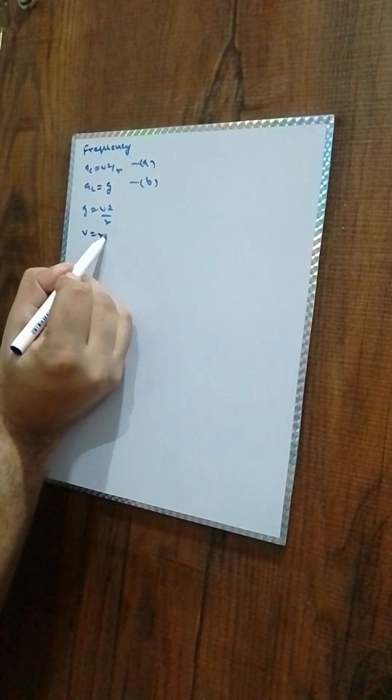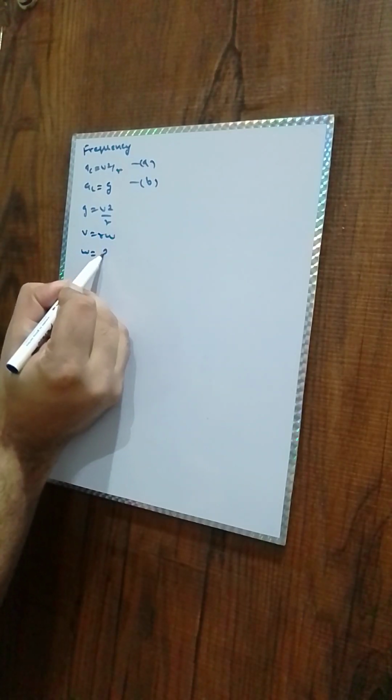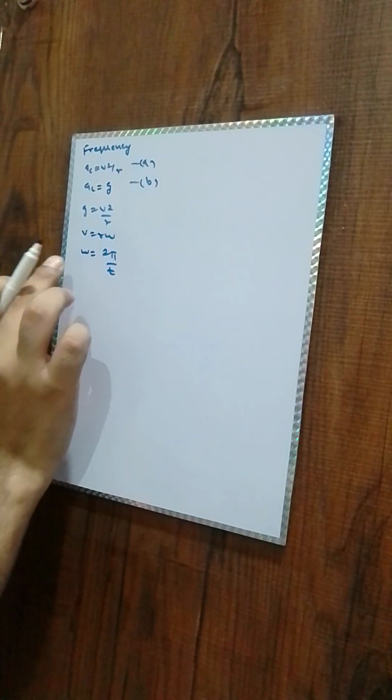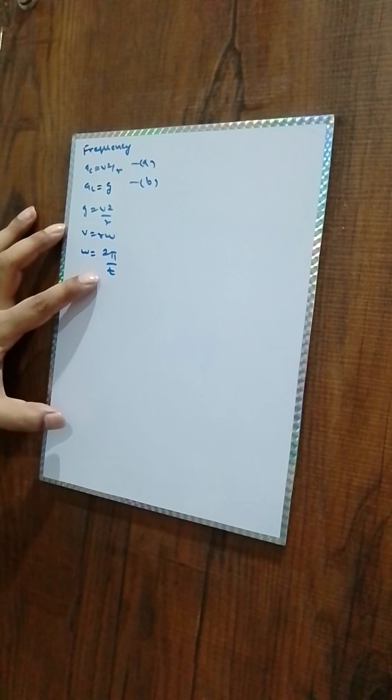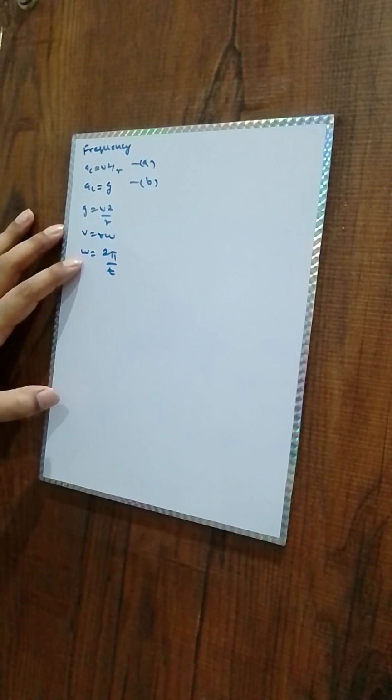So this is A and this is B, for example. So g is equal to v square by r. Yes. And v is equal to r omega, the relation between linear and angular velocity, and omega is equal to 2 pi by t. This is basically with respect to the time period, 2 pi by t is equal to omega, the angular velocity.